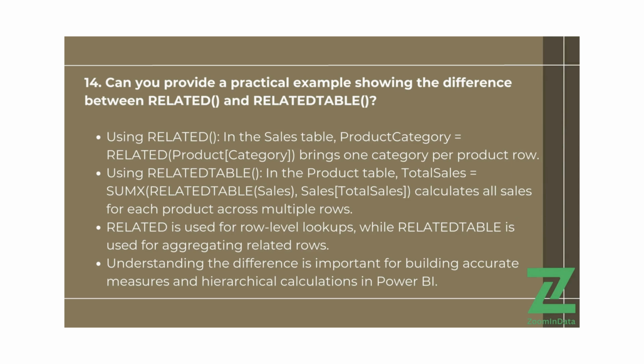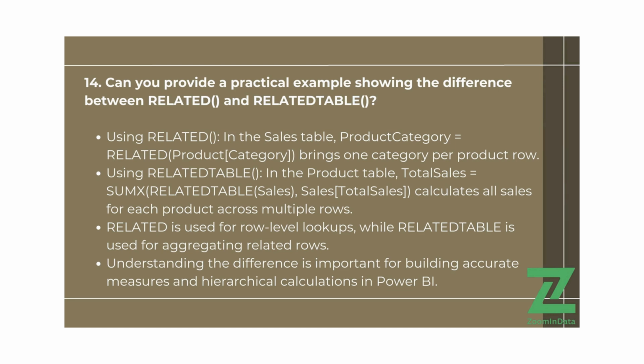14th question. Can you provide a practical example showing the difference between RELATED and RELATEDTABLE? Let's understand the difference between RELATED and RELATEDTABLE in Power BI. Using RELATED, Power BI performs a row-level lookup. For example, in the sales table, a column like Product Category equals RELATED of Product Category brings in one category for each product row. It retrieves a single value from the related table.